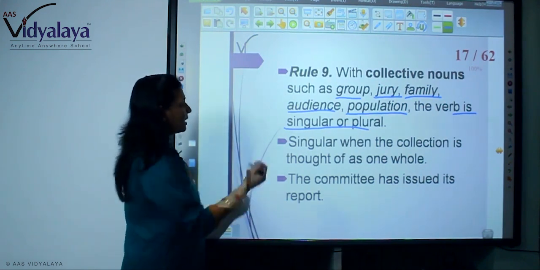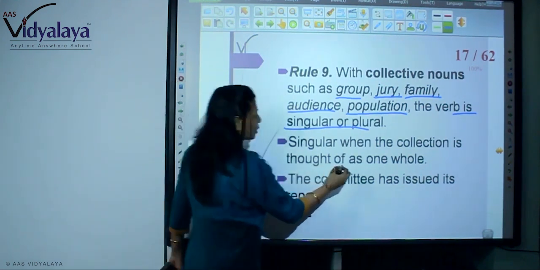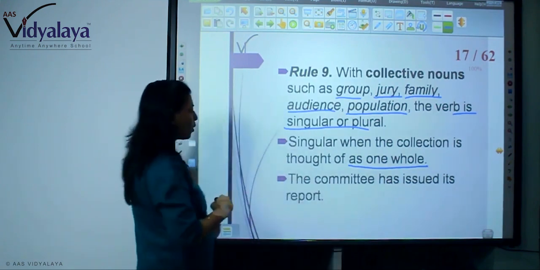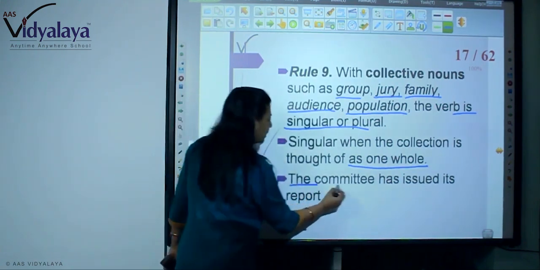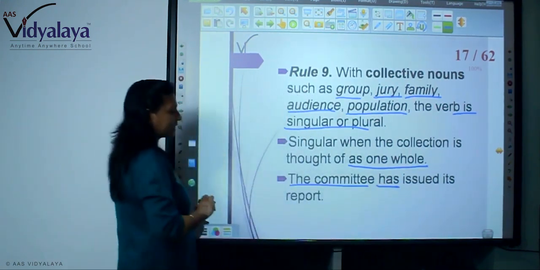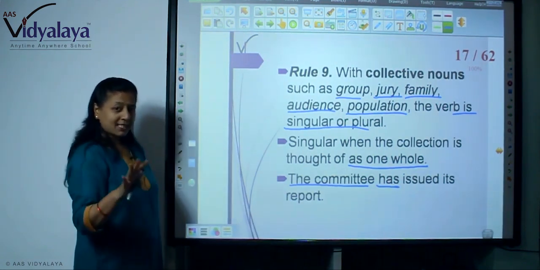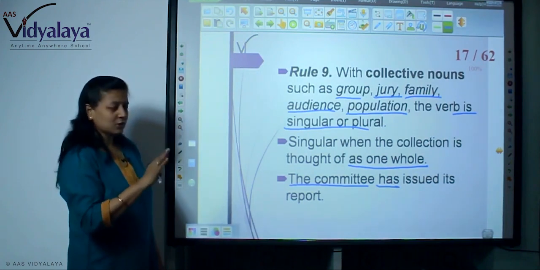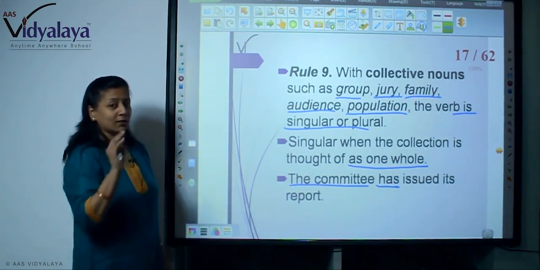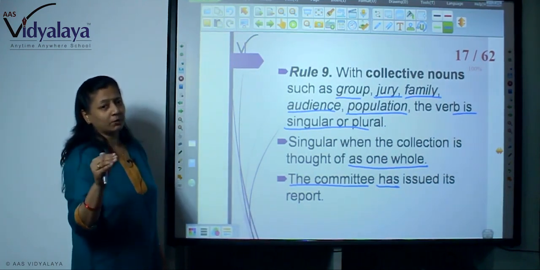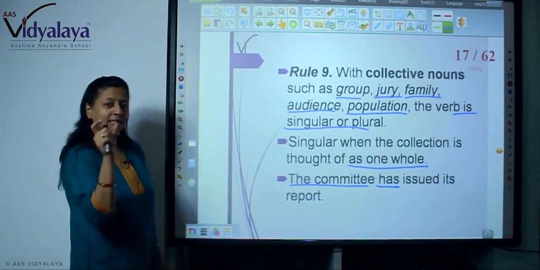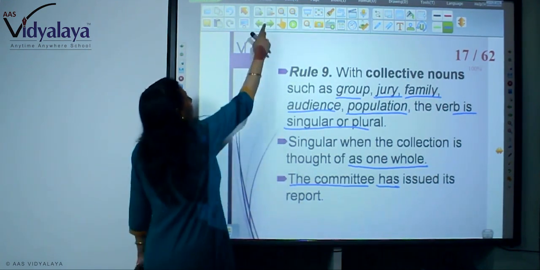For example, singular when the collection is thought of as one whole. For example, "The committee has issued its report." The entire committee has issued its report. We are not talking about the individual persons of the committee. We are talking about the committee as a whole unit.